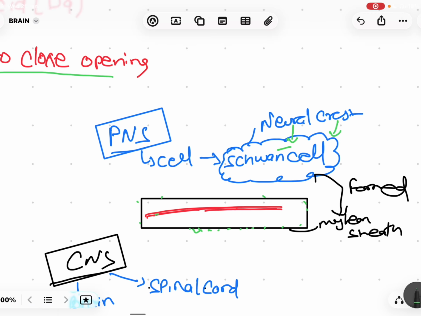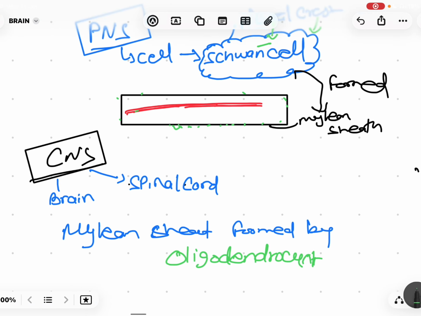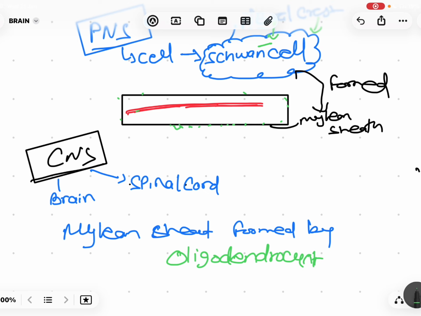But if you look at the central nervous system, which includes the spinal cord and brain, it is also covered by a myelin sheath. This is the neural cell, and this is also a myelin sheath. Let me show you with the red. This is the myelin sheath. But this myelin sheath is made up of oligodendrocytes, not by Schwann cells. It is not a neural crest cell.